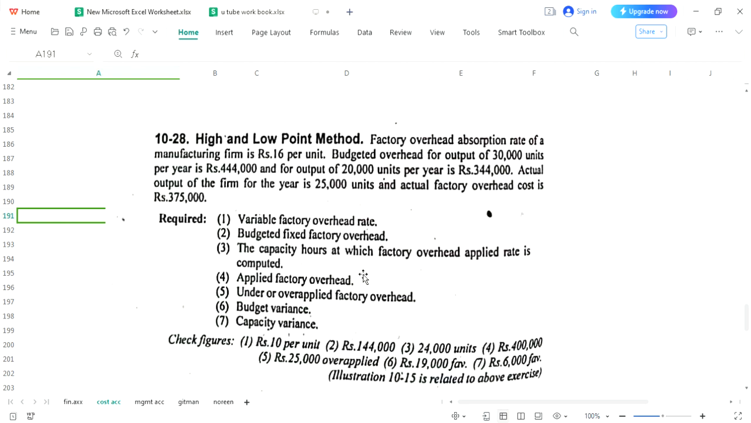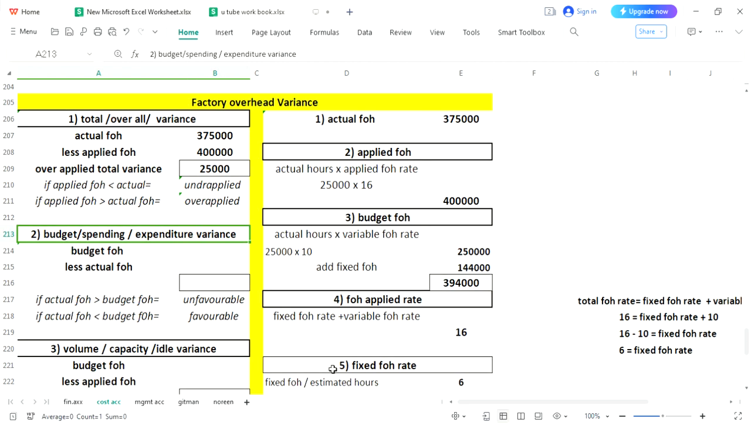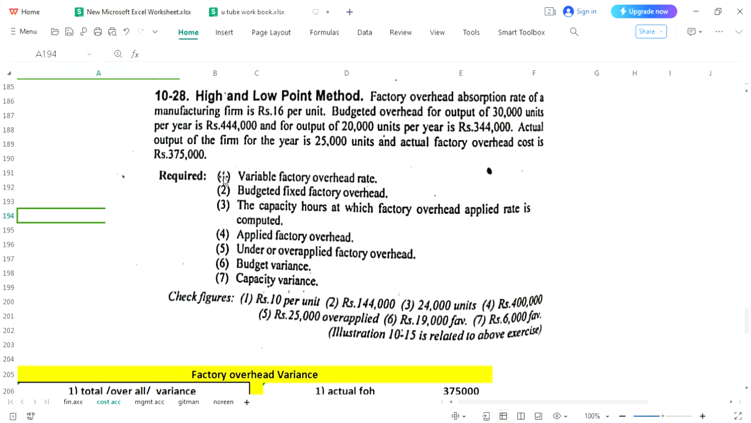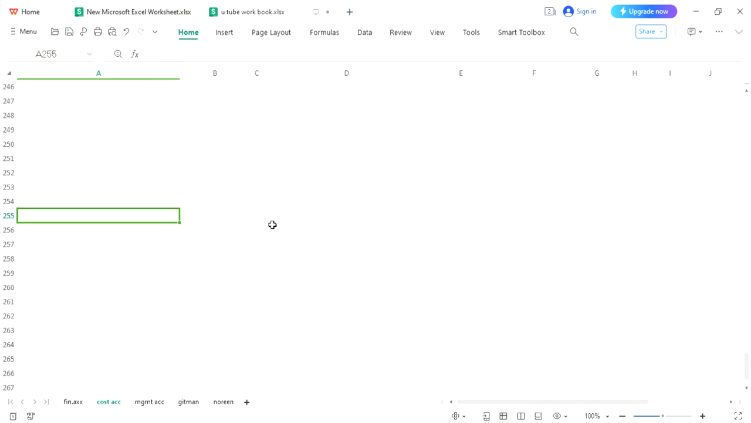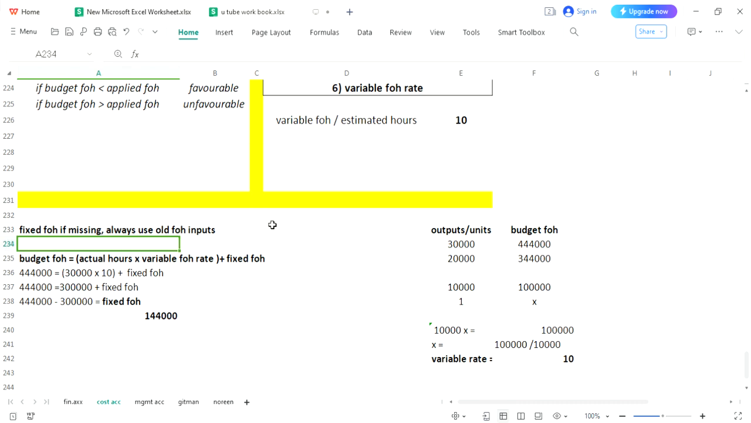The third requirement we missed. The fourth requirement was applied FH, and the fifth requirement is under or over applied. You can see the fifth requirement is 25,000 and we have calculated 25,000. We now need to put our attention over here: capacity hours at which the factory overhead applied rate is computed. For that you need to put a formula.